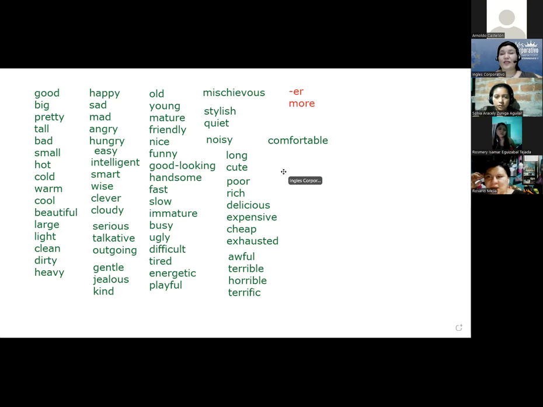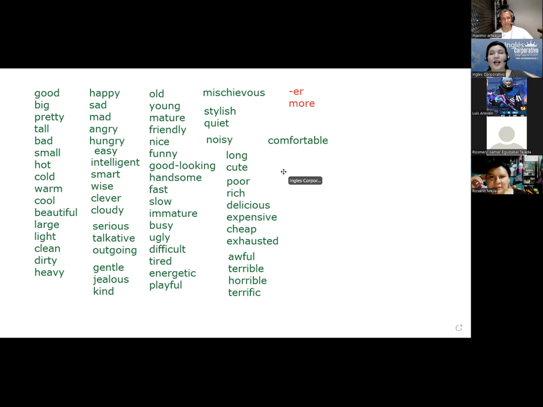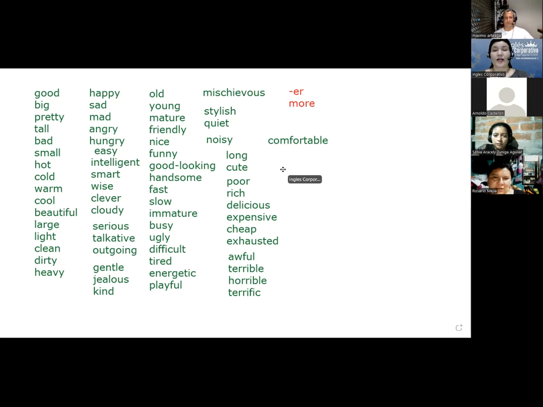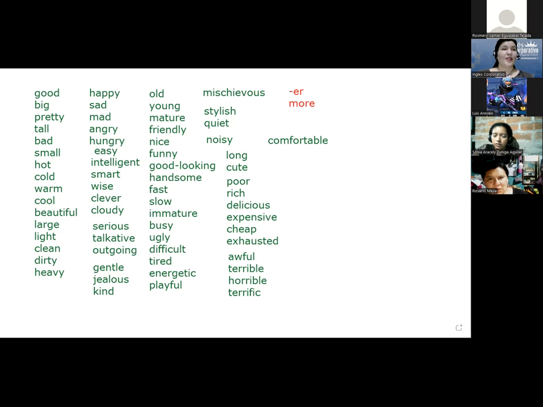Quiet. For this one, you have quieter, right? Quieter, and there are some people who use more quiet. But the most common that I have heard is quieter, to a quieter place. Okay. Noisy. Noisier. Long? Longer. Cuter.